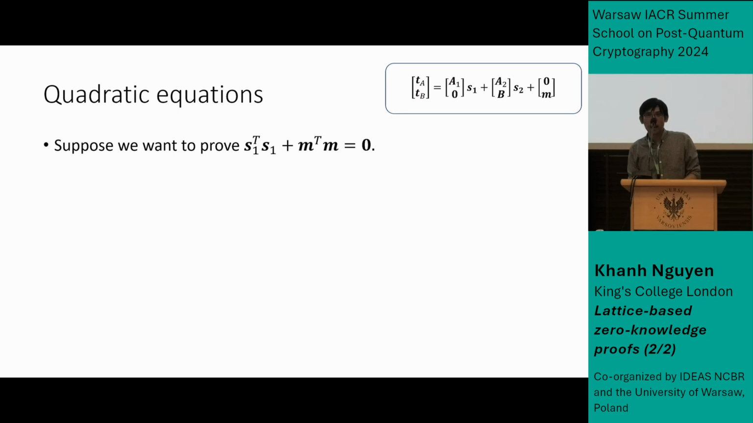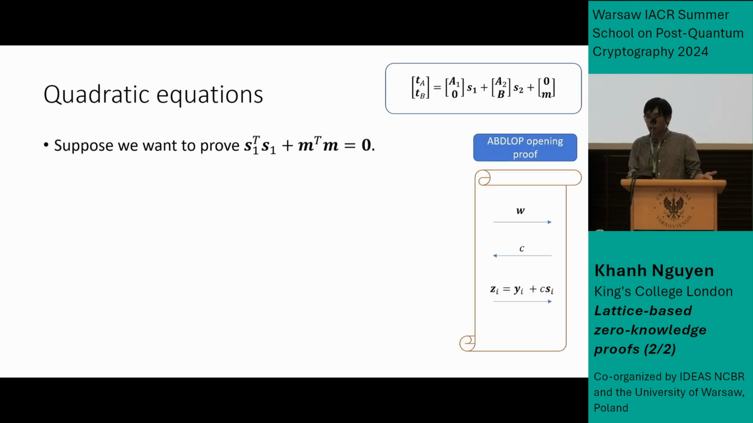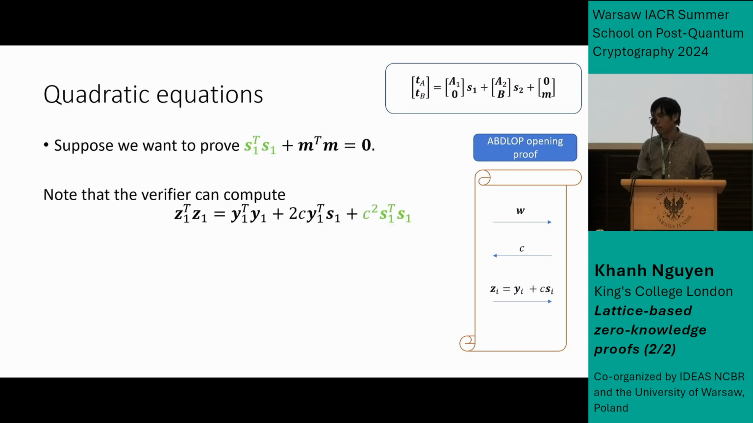And now suppose that we want to equip this with proving quadratic equations, okay? Without automorphisms yet, for simplicity. So I had this opening proof. I want to modify it to also prove some quadratic equations. So for simplicity, suppose we have one quadratic equation, which is just S1 transpose S1 plus M transpose M. Okay? How to do it?